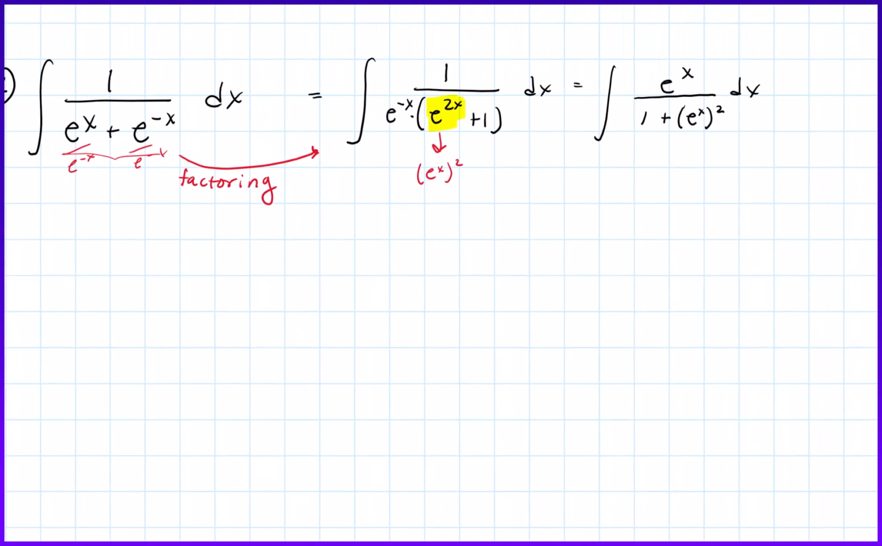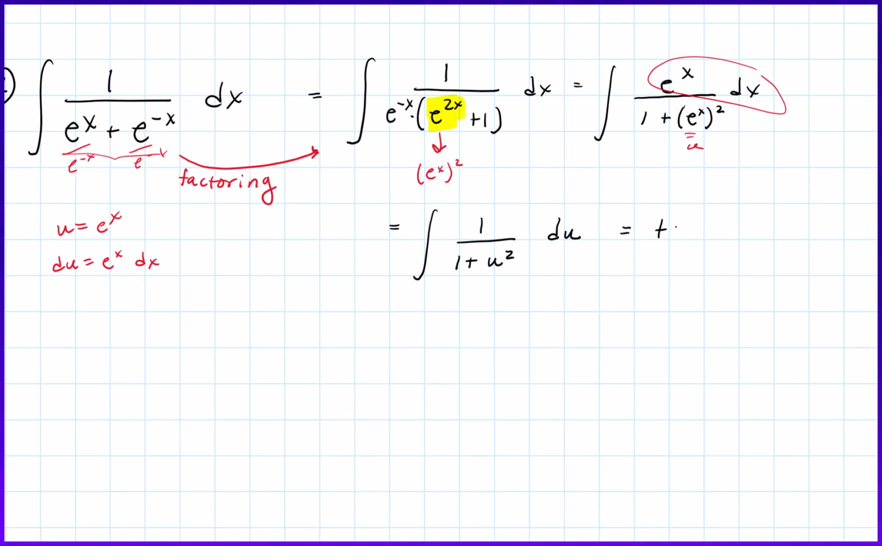I could say, let's let our u be e to the x, and then my du is just e to the x dx, and I have all of that in my integral right here, so I can make the direct substitutions. This becomes the integral of 1 over 1 plus u squared, and then the e to the x dx becomes du. And I have a nice integral formula there. That is my inverse tangent of u plus our integration constant.